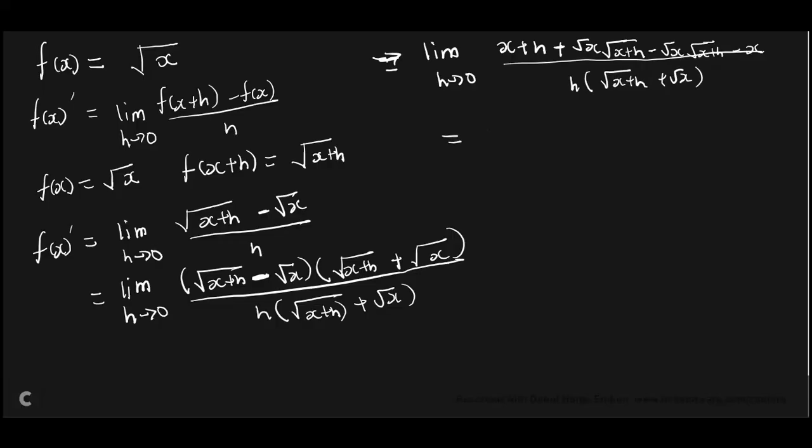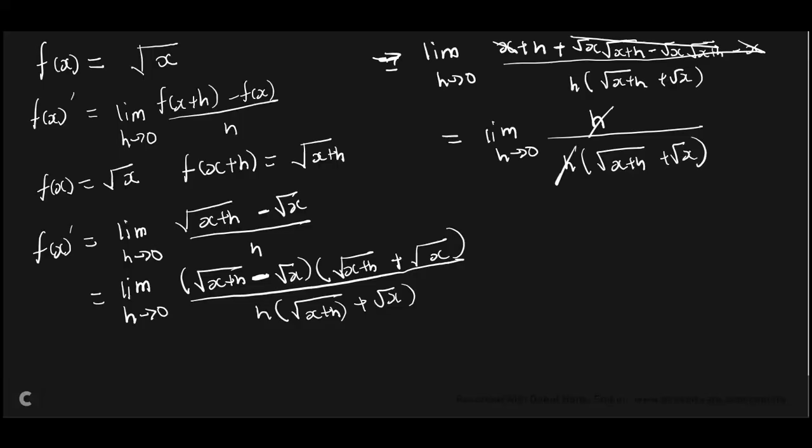And then we have the limit as h approaches 0. This part here, they will subtract. Then again this x and this x, they subtract. What do you remain with? You remain with h on top. So you have h there, then root of x plus h plus root of x, like that. And this h and this h, they will divide. You have the limit as h approaches 0 of 1 over root of x plus h, then plus root of x.